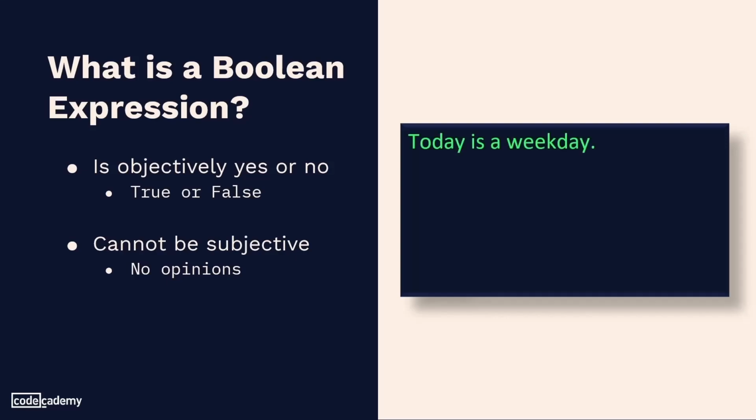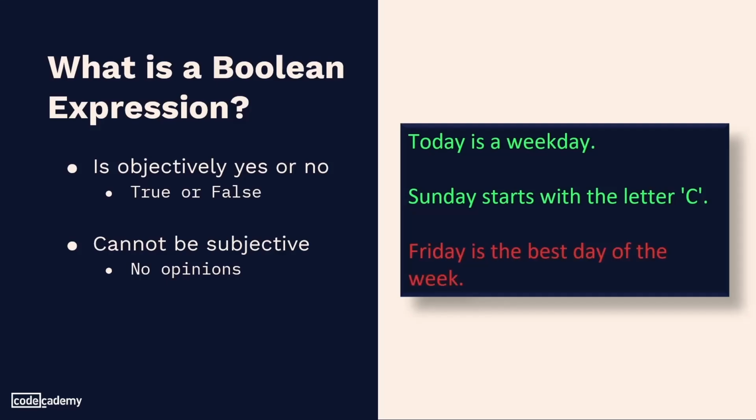The statement, "Today is a weekday," is a Boolean expression, since, depending on the day, it will return either true or false. The next example is the statement, "Sunday starts with the letter C." This is also a Boolean expression, since, although it is always false, it has an objective yes or no answer. The last example is the statement, "Friday is the best day of the week." This is not a Boolean expression, since the answer varies depending on who's answering the question. There's no way to prove that Friday is the best day of the week.